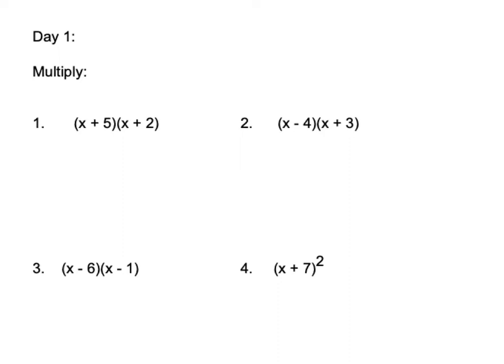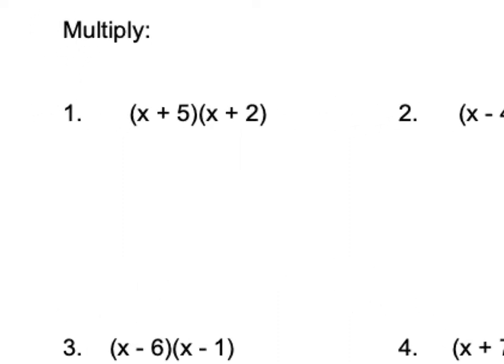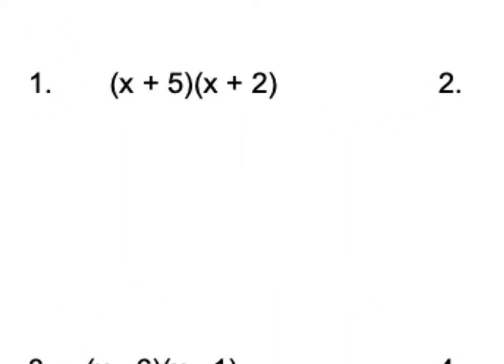So if we want to multiply, here I have two binomials. That's x plus 5 is a binomial. Bi means 2, so there's two terms in there. And I have x plus 5 times x plus 2.